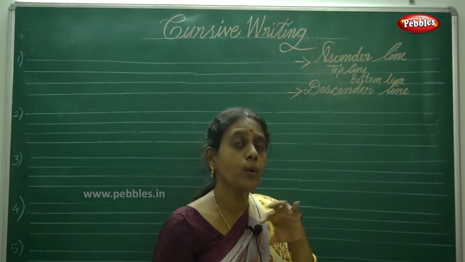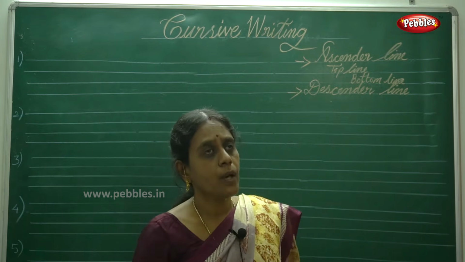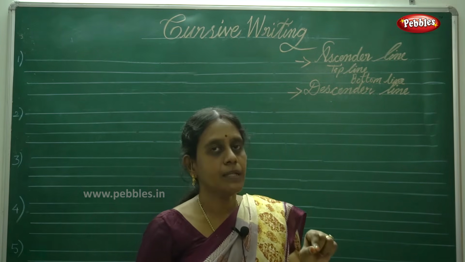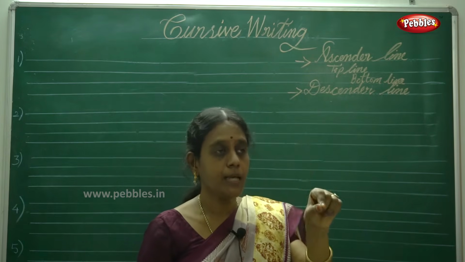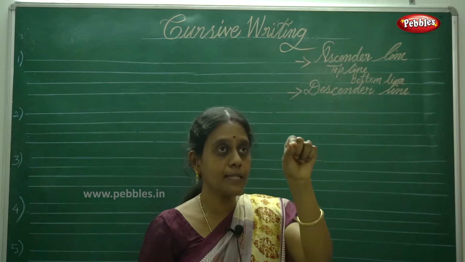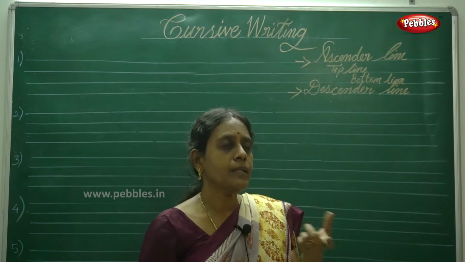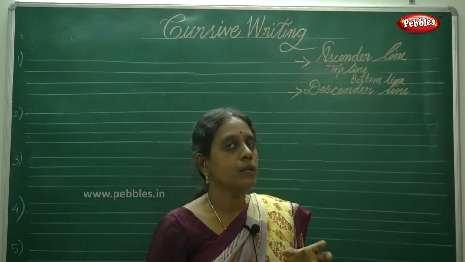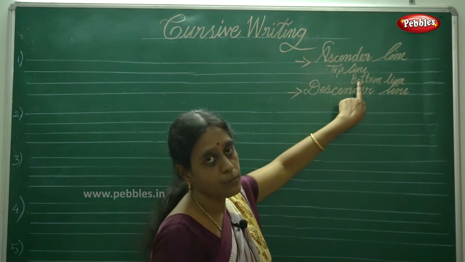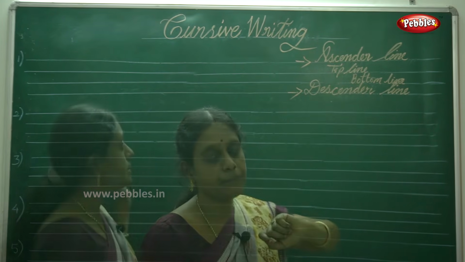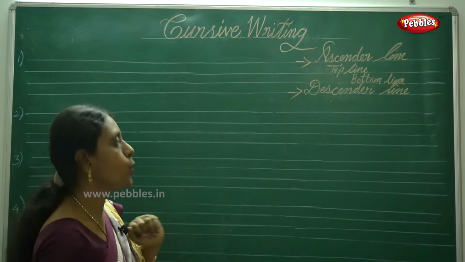While you are writing any stroke or any alphabet, you have to observe the line names: from where it starts, from which place it starts and where it ends. So it will be very easy and make very legible handwriting. Once again, I tell you: ascender line, top line, bottom line and descender line. Now we start to learn basic strokes.